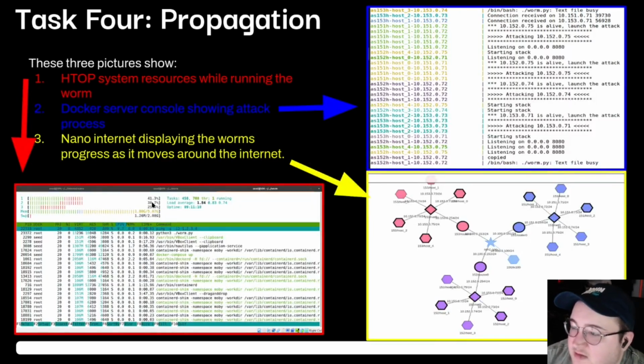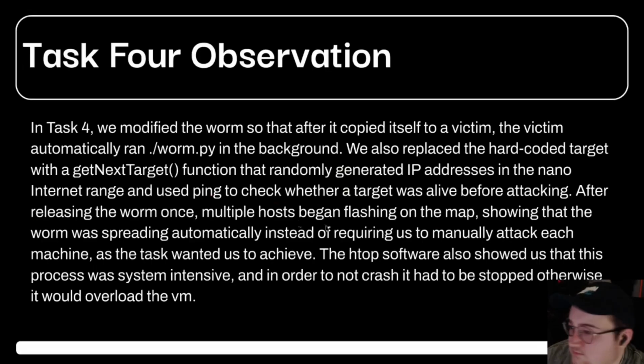In the red, we can see what the HTOP system resources look like while it's running the worm, very intensive. The Docker server console shows the attack process in the blue, and the nano internet displays the worm's progress as it moves around the internet. And that is all.